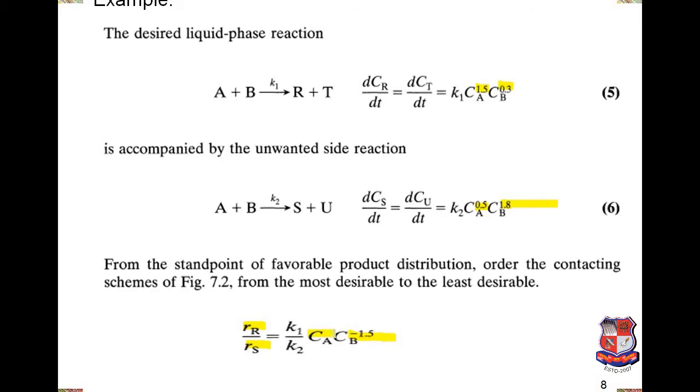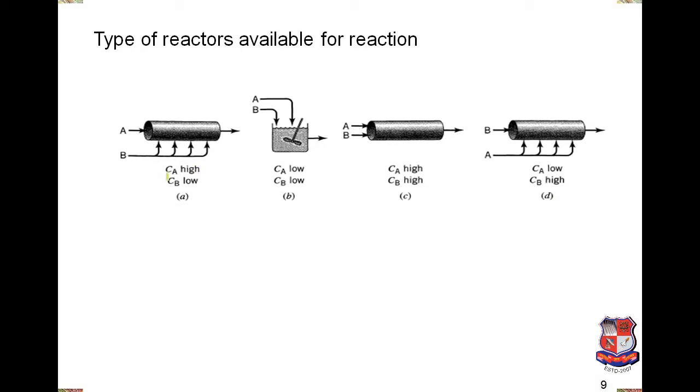So we need a high concentration of Ca. Fine, Ca should be high, whereas Cb should be low. So this is what we need. So these are the configurations suggested. Which one is the most suitable, or which one is from best to worst, if you have to arrange them? So Ca here is definitely PFR, so A enters and that is going to be high. Cb is entering branch-wise, so it is going to be low. So that is a good recommendation.